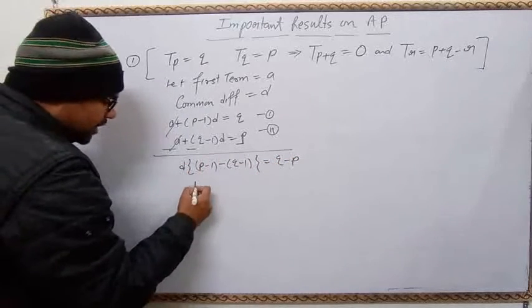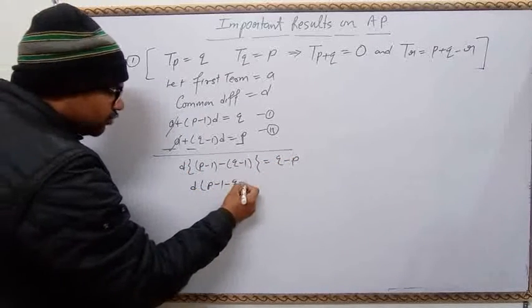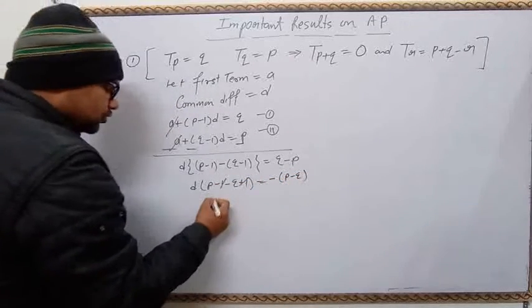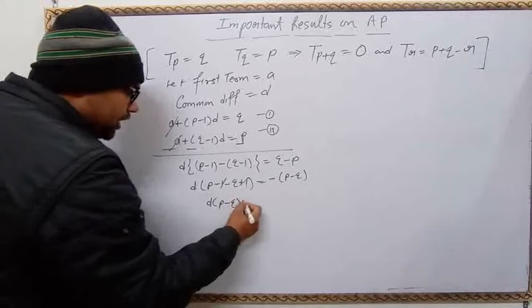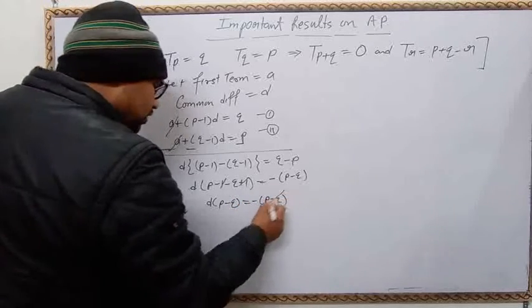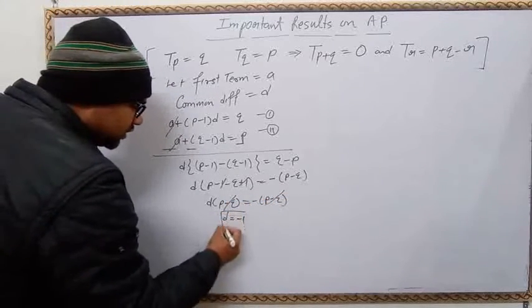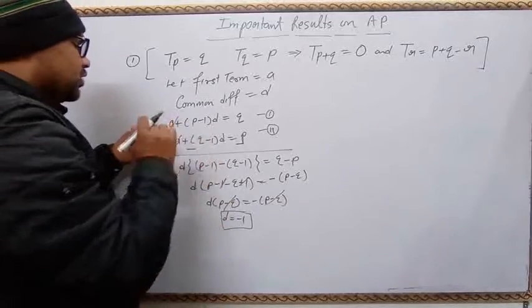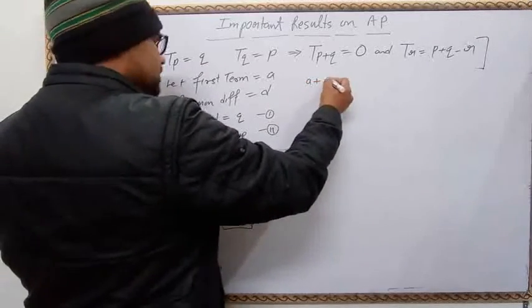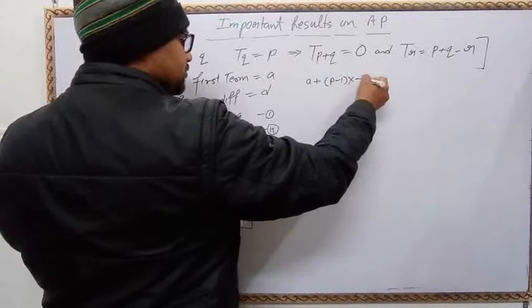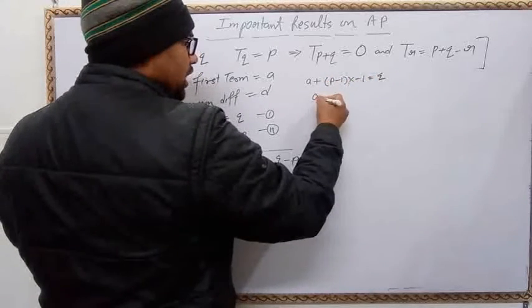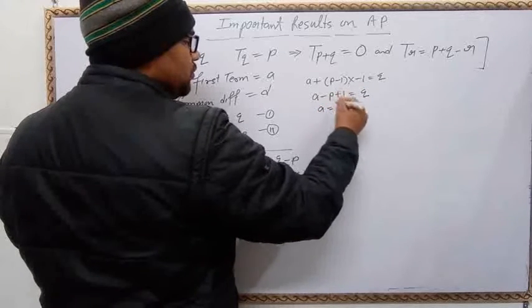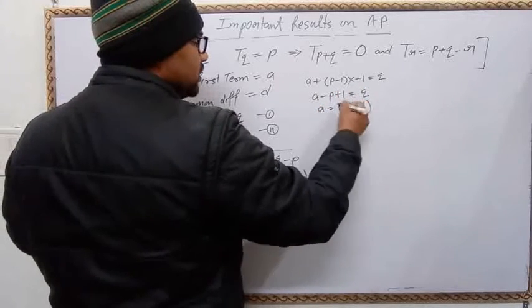Now we will open the bracket. D into P minus 1 minus Q plus 1. We will take common minus. D into P minus Q is equal to minus into P minus Q. So D will be minus 1. D is minus 1. Now we will put the value of D in equation first. A plus P minus 1 into minus 1 equal to Q. So A minus P plus 1 equal to Q. So A equal to P plus Q minus 1.